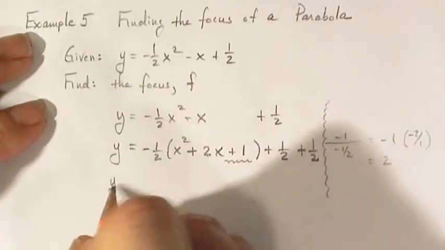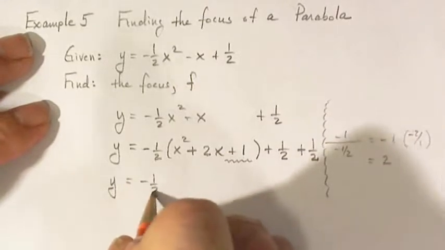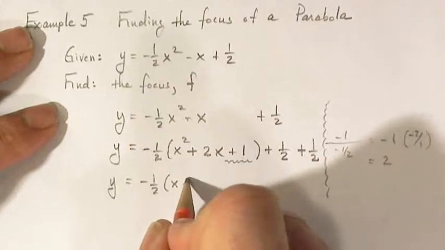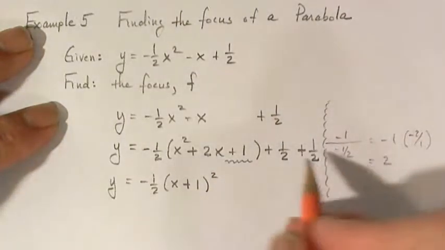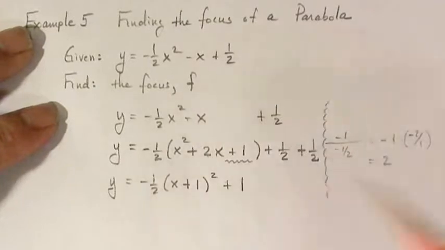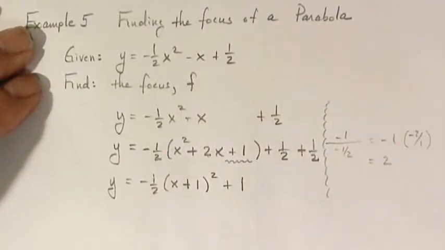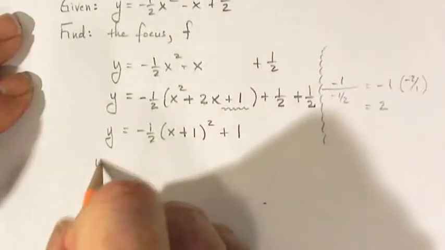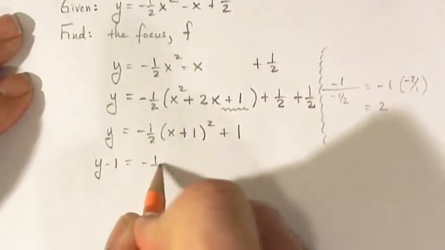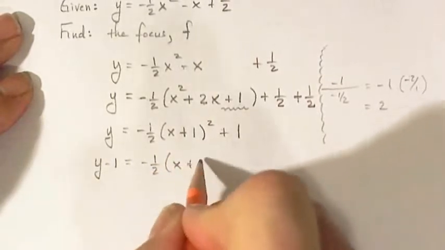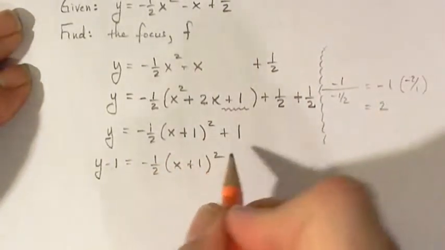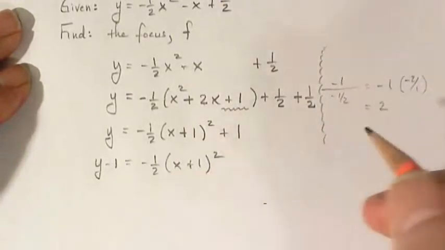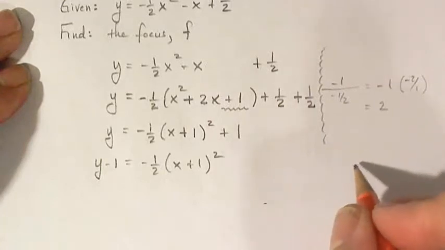Okay, so I have y equals negative 1/2 x plus 1 squared, and a half is 1. Well, we're getting closer, but we're still not there yet. We need to get this number on the other side. y minus 1 is negative 1/2 x plus 1 squared. Well, this is pretty close. We can tell that the x is squared. So this is something like this.